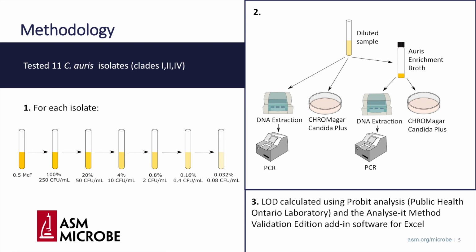The limit of detection of each method was then calculated using 2 tools, the first being a probit analysis from the Public Health Ontario Laboratory, and the second was the Analyse-it Method Validation Edition, which is an add-on software for Excel, and both were calculated at a probability of 95%.